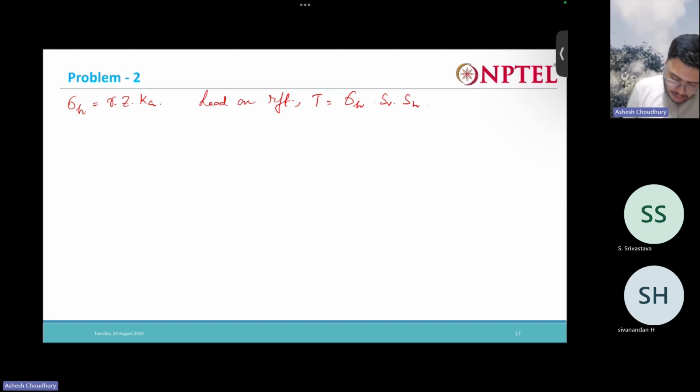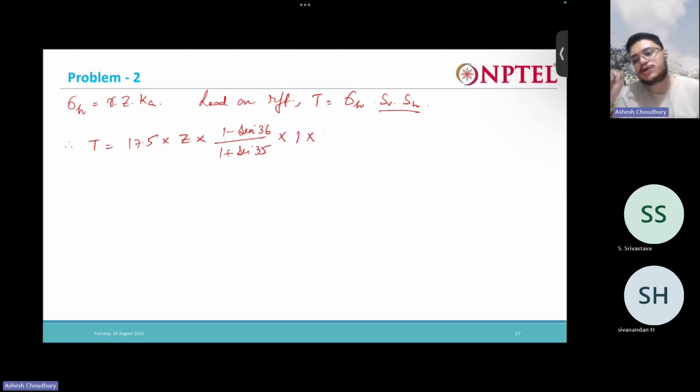Now therefore T is nothing but sigma, so gamma is 17.5, it is given. Z is the depth, times Ka, 1 minus sine 30 divided by 1 plus sine 30, times SB into SH, which is given as 1 by 1. Okay, here already the spacing they have given. Just you have to check various things.